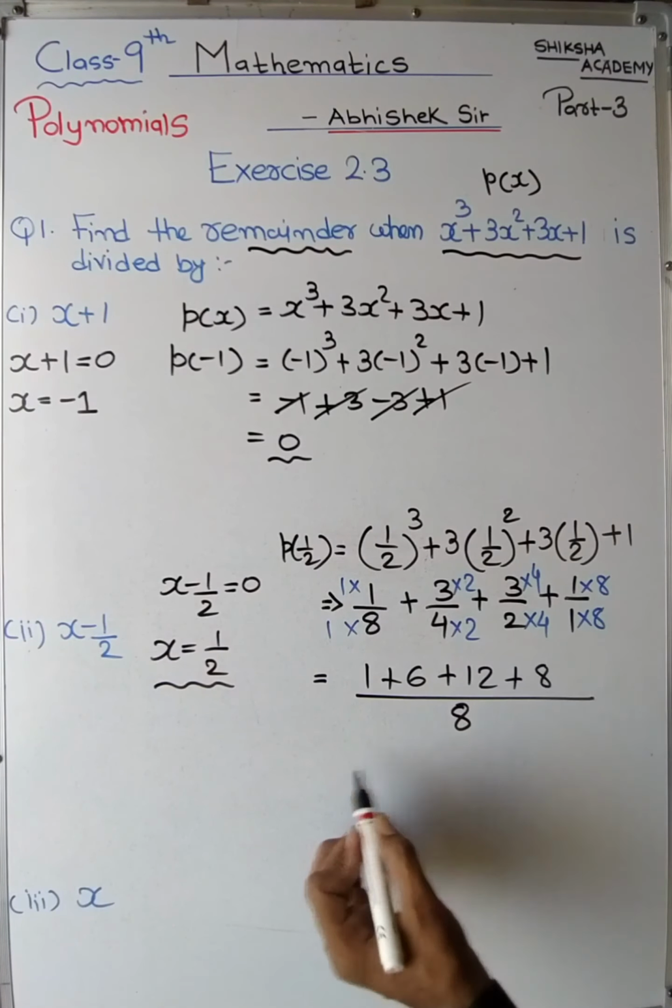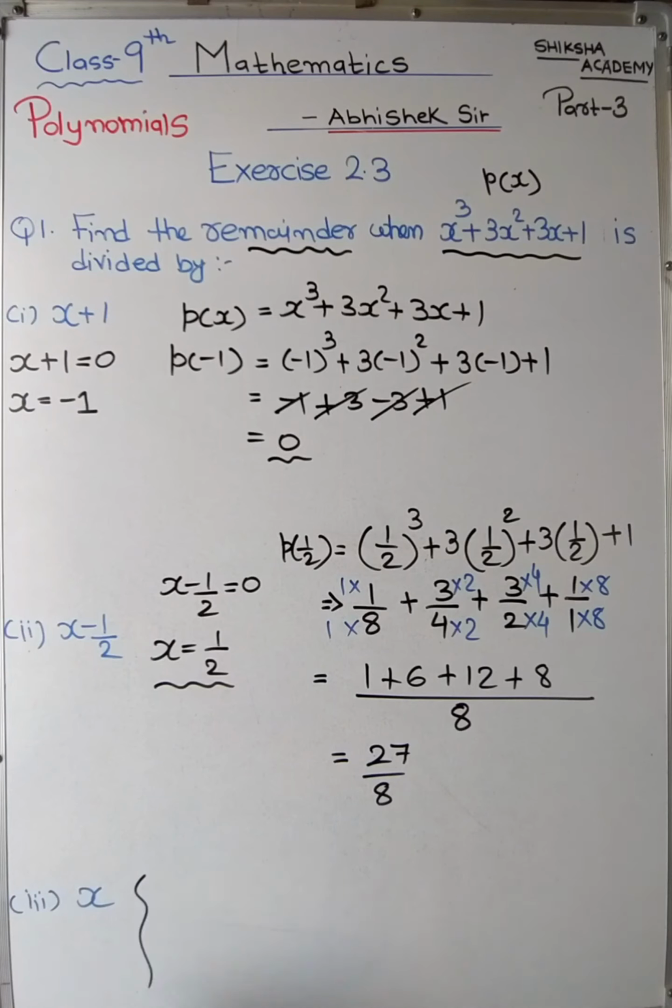So what is the final remainder? That is 6 plus 1 is 7, 12 plus 7 is 19, 19 plus 8 is 27. So our remainder is 27 by 8. Now moving on to the next very easy question.